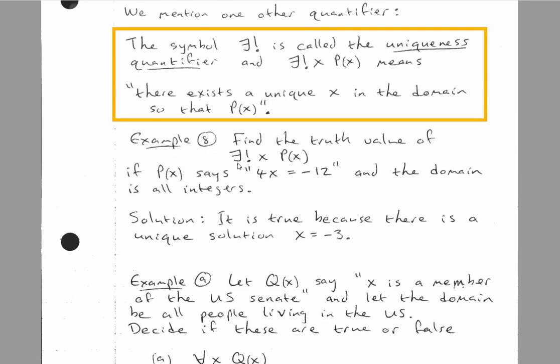Example 8, find the truth value of there exists a unique x so that p of x, if p of x says 4x is equal to negative 12, and the domain is the set of all integers. So we're really asking, is there a unique integer solution to this linear equation? You can see the solution is negative 3, and there's only one solution and it is an integer, so that means this uniqueness quantification is true. There does exist a unique solution.